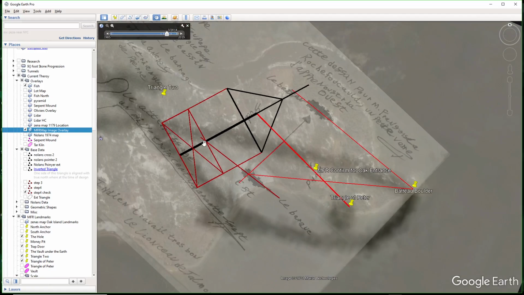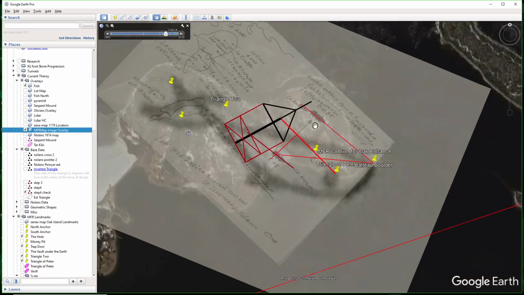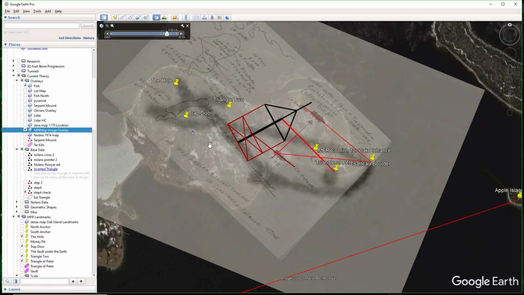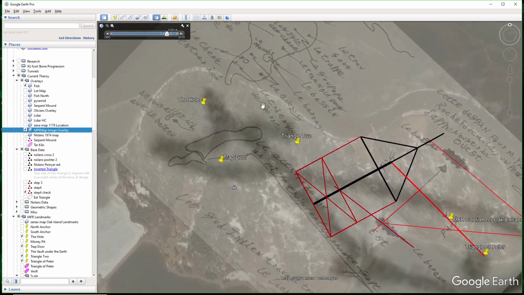You know, barcou is lined up to this. So this is all lined up. But what we're seeing with this fish is basically the alignment here, the reference to the triangle of Peter, and the general positions here, alignments of triangle 2, the hole, and the trapdoor.